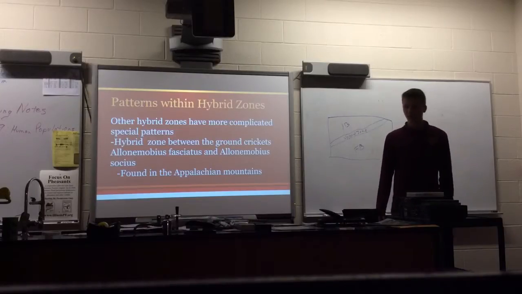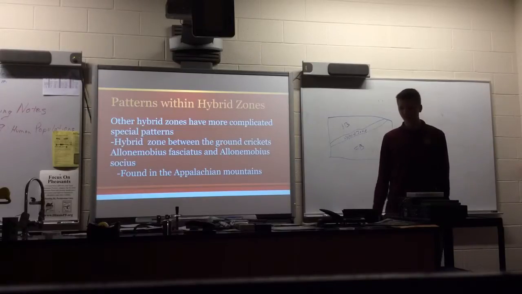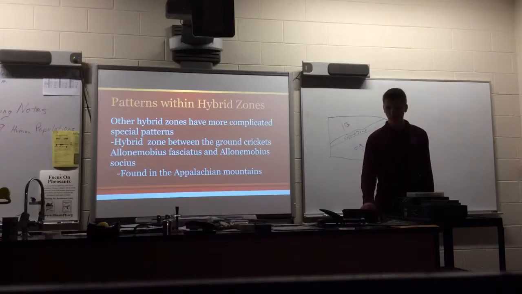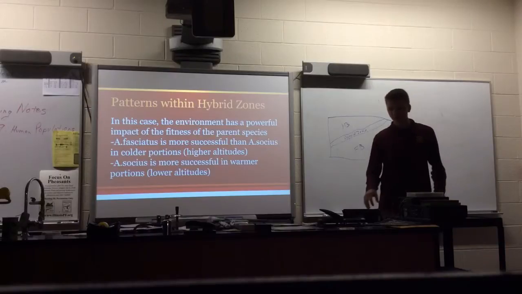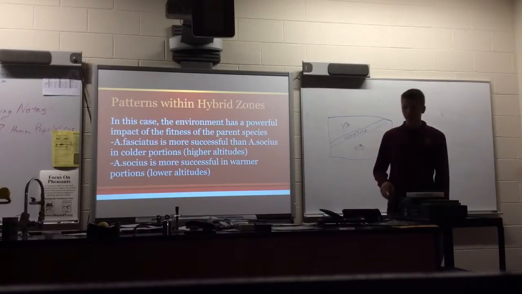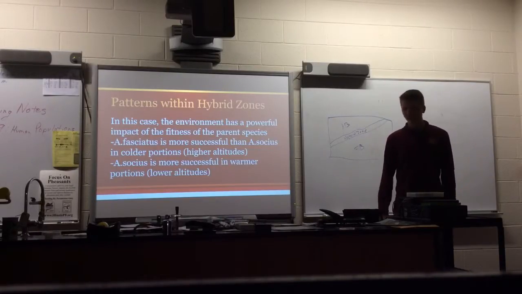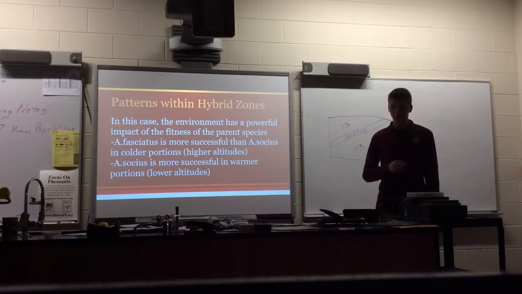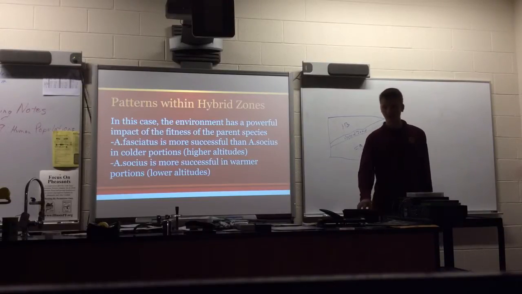Other hybrid zones have more complicated patterns, such as the hybrid zone between the ground crickets Allonemobius fasciatus and Allonemobius socius, and these are found in the Appalachian Mountains, where there are high peaks and low peaks. In this case, the environment has a powerful impact on fitness. Allonemobius fasciatus is more successful than Allonemobius socius in colder portions or the higher altitudes, and then it's reversed for socius.